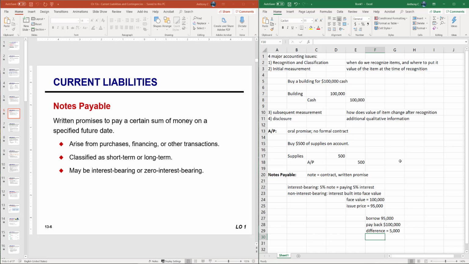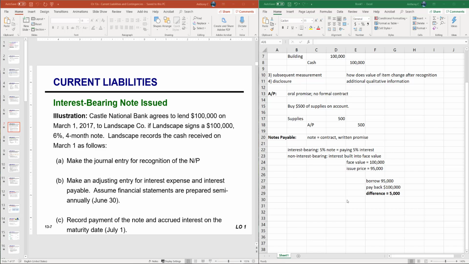And if you think about it, interest is just payment for the use of money. So what I mean by non-interest-bearing is that even though over the life of the loan we'll pay $5,000 of interest, the note itself doesn't state exactly what percent of interest we're paying, although we could calculate it. So let's take a quick look at an example of an interest-bearing note, and then we'll look at the accounting entries we make for a non-interest-bearing note.